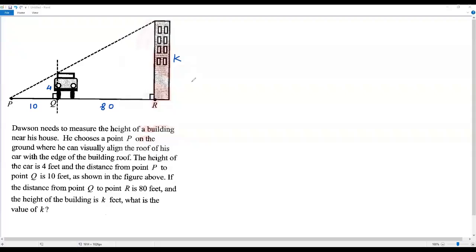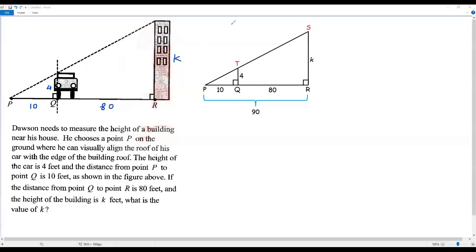Okay, let me draw another figure connected to this one. Here I have drawn another figure connected to the information over here. So here QT represents the height of the car and RS represents the height of the building. The height of the building is K, as given in the question, and I just marked the given measures here. Now consider the two triangles over here, that is PRS and another triangle PQT.